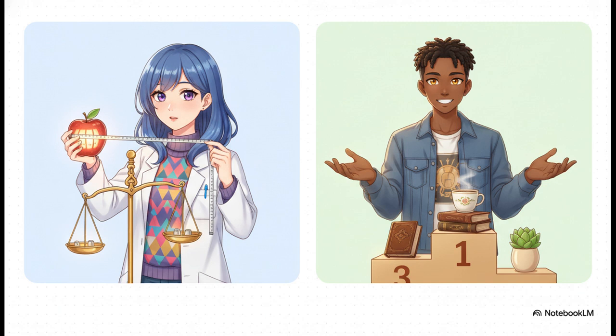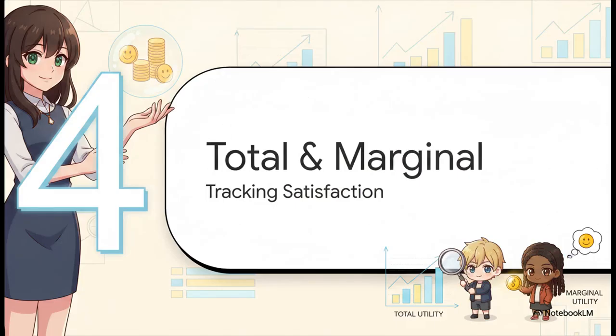For our explainer today, we are strictly focusing on the cardinal approach. Just imagine subjectively assigning a hard number of utils to the last thing you bought. It instantly makes this abstract idea totally tangible. Okay, Section 4, Total and Marginal Utility, Tracking the Satisfaction Journey.